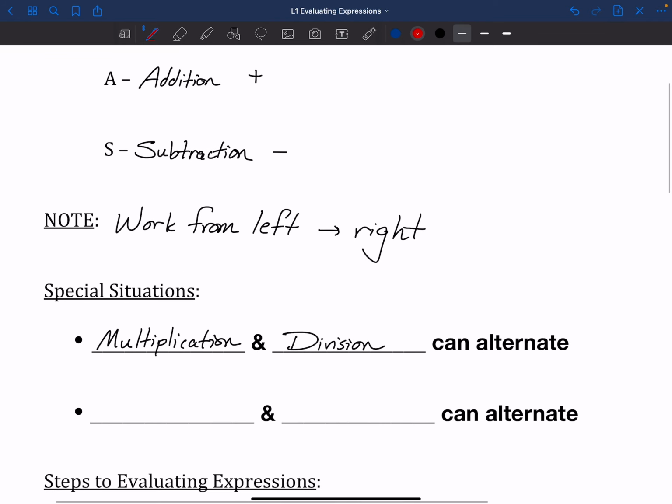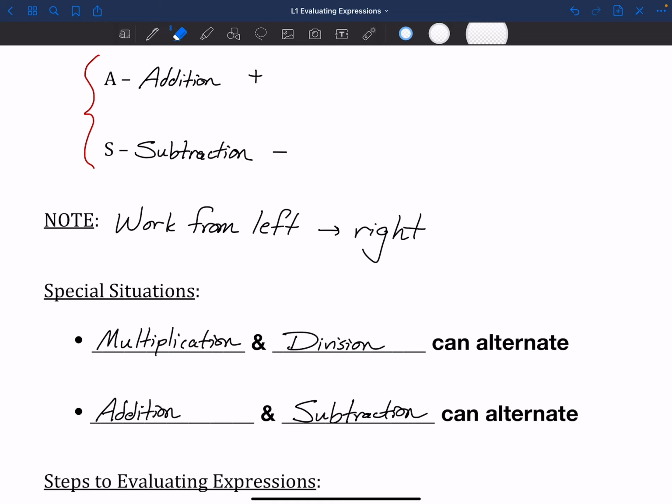Down here, we have another two that can swap. That would be addition and subtraction. So again, if you run into some subtraction and then there's addition later in the problem, you can do the subtraction first. In fact, you should, because you're just working from left to right. So again, I just put that little squiggly brace there, showing that addition and subtraction are one big step together.